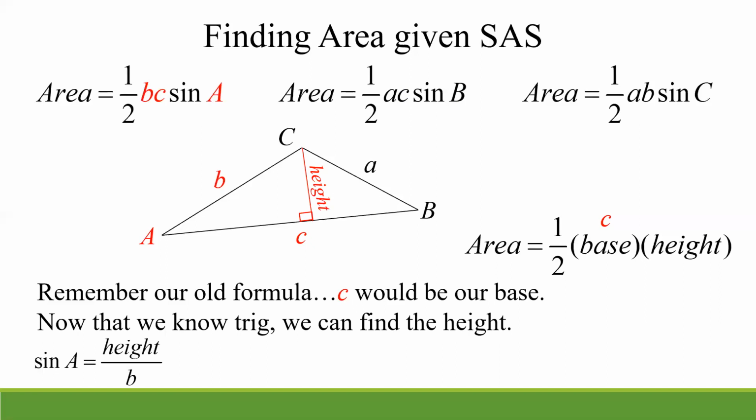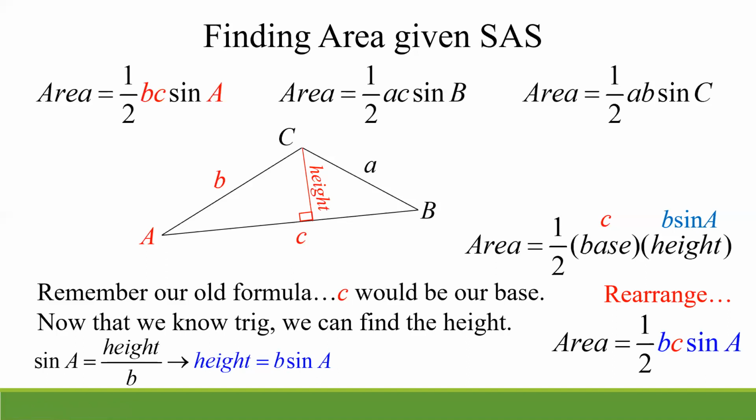So notice we know that sine of A is equal to that height divided by B. If I solve that for height, that becomes B sine A. And if I plug that in where my height is, then I can clean this up a little bit, and my area now becomes 1/2 BC sine A, which is the same thing as this. I could have done that same trick for each of these three formulas. I'm not going to. It works the same way, depending on which angle you're given.